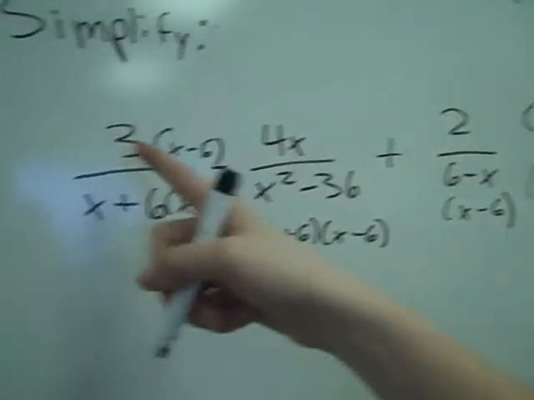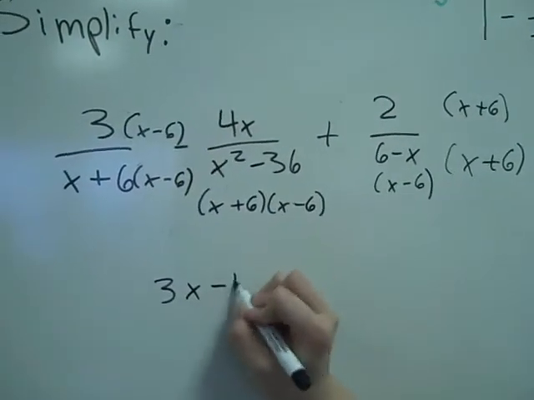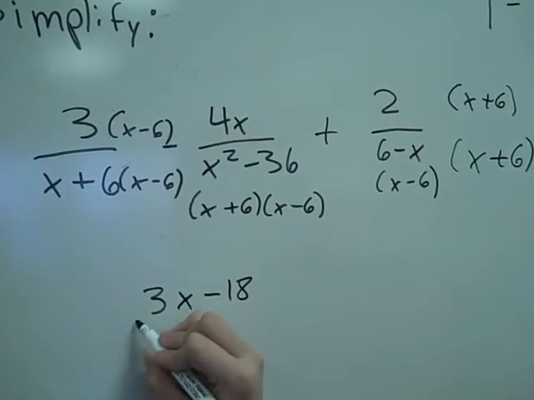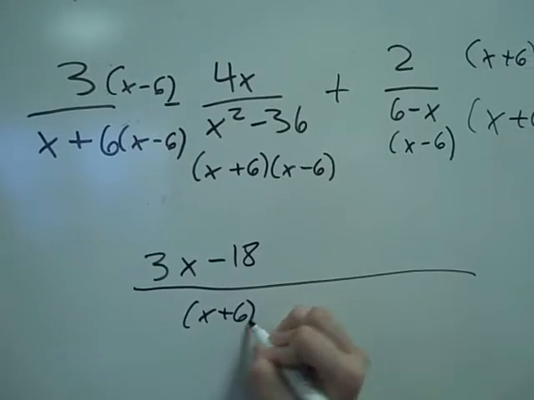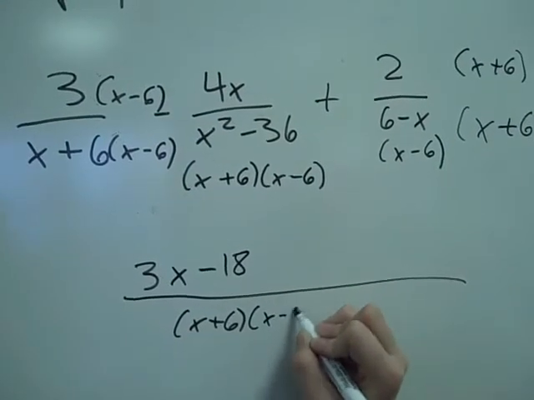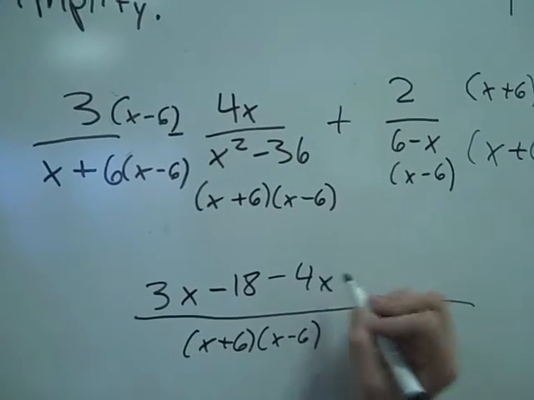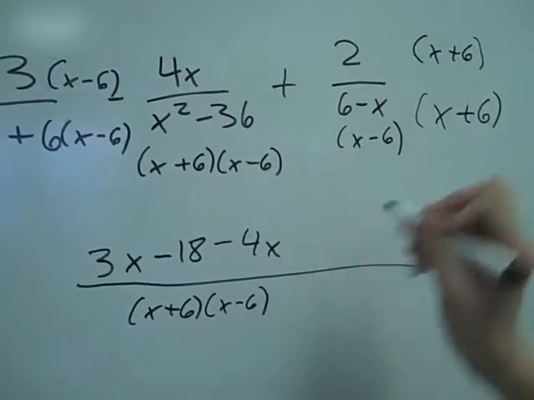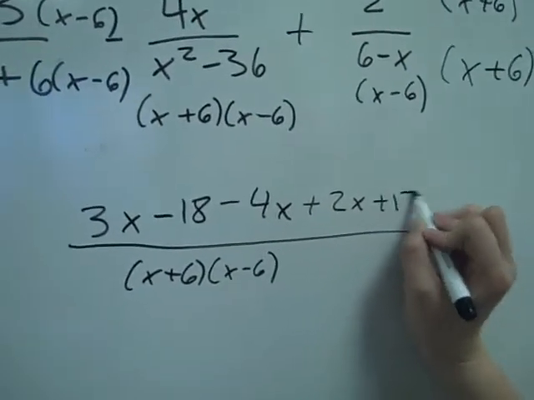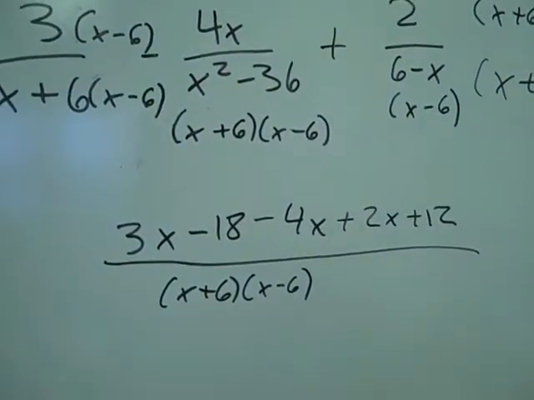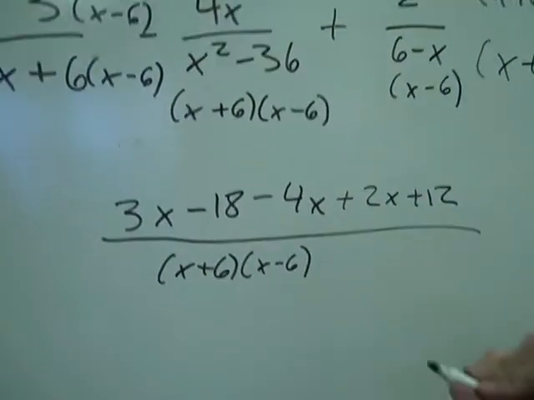And you need to factor out the 3, so you get 3x minus 18. And then this all is going to be over x plus 6 and x minus 6. And then you subtract the 4x. And then you have to factor out the 2, so then you get plus 2x plus 12. And you need to combine like terms, so 3x minus 4x is negative x, plus 2x is x.